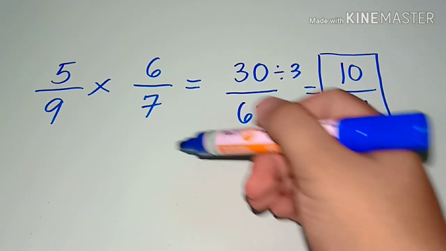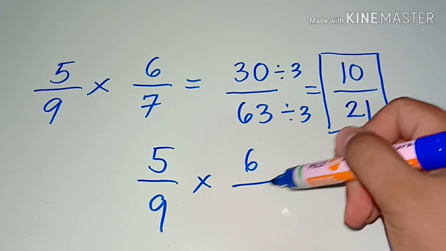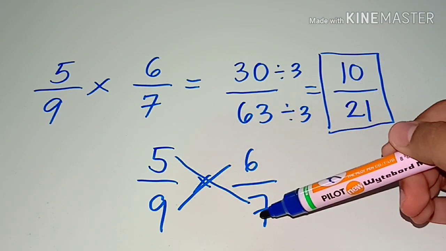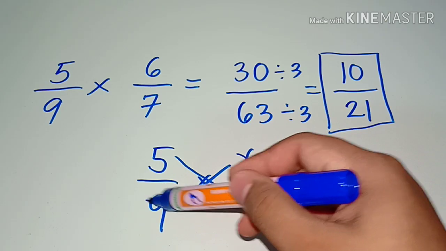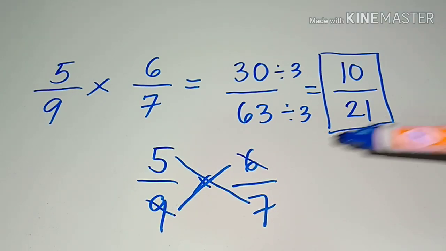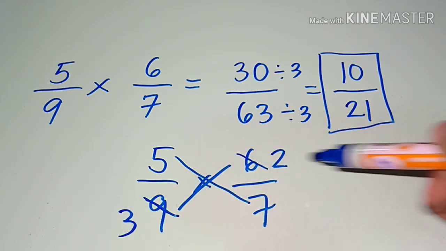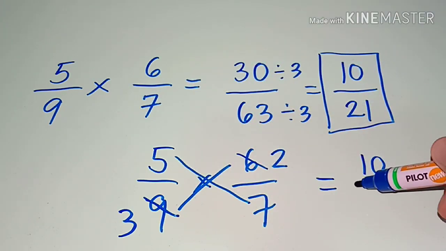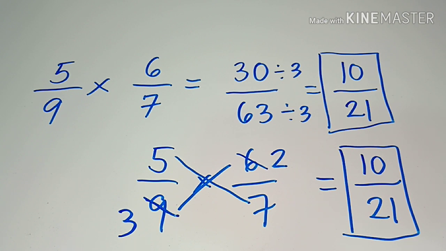Now let's try to solve it using cross cancellation. So you just have to look at their opposites, like this one and this one. So first, of course, you cannot cancel 5 and 7, but you can cancel out 6 and 9 by dividing by their common factor, which is 3. So 6 divided by 3 will become 2. 9 divided by 3 will become 3. Then just multiply like what you do there. 5 times 2 is 10. 3 times 7 is equal to 21. So therefore, 5/9 times 6/7 is equal to 10/21.